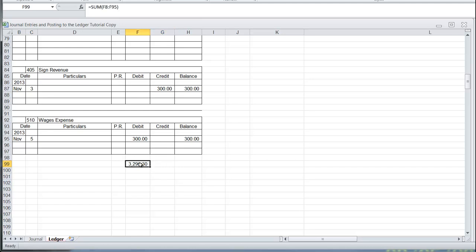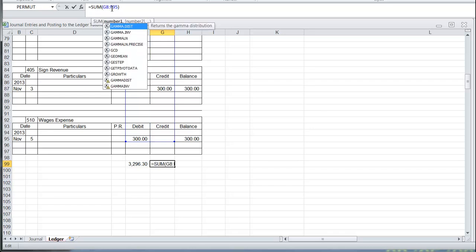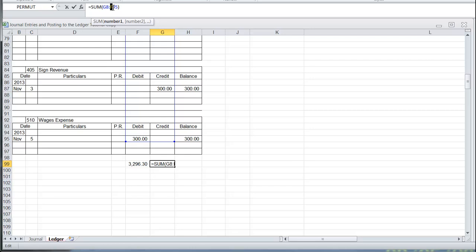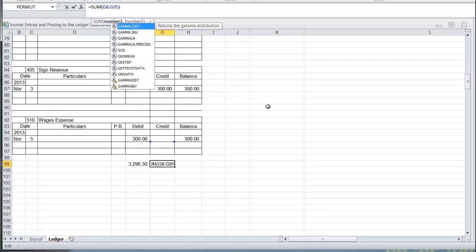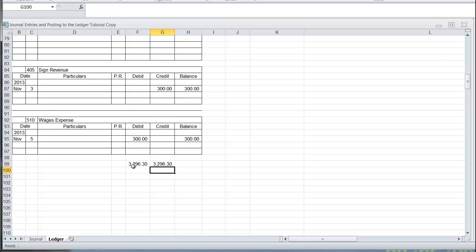And so this one here should be the same, but with G. So it would actually be fairly easy to do this. Copy that formula. Oh, I messed up. And we'll just change all the F's to G's. And notice that they are the same. So that's a really good thing.